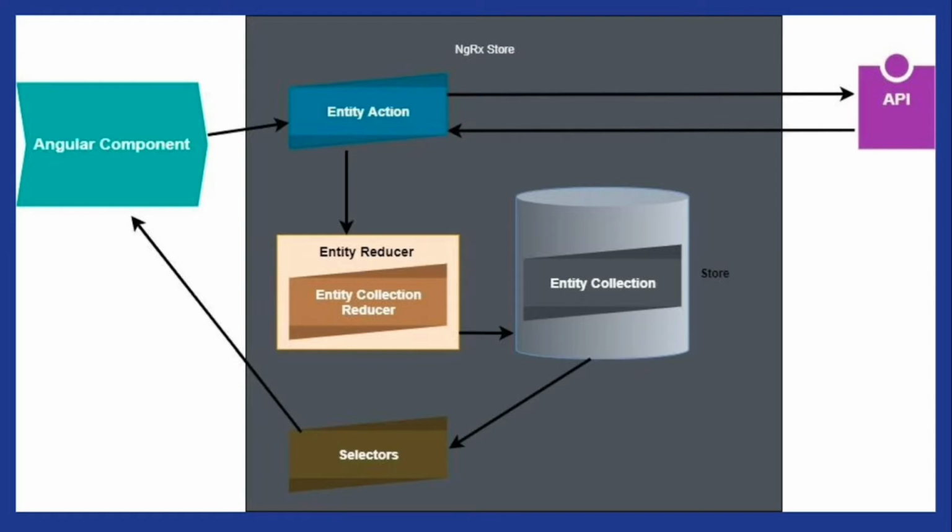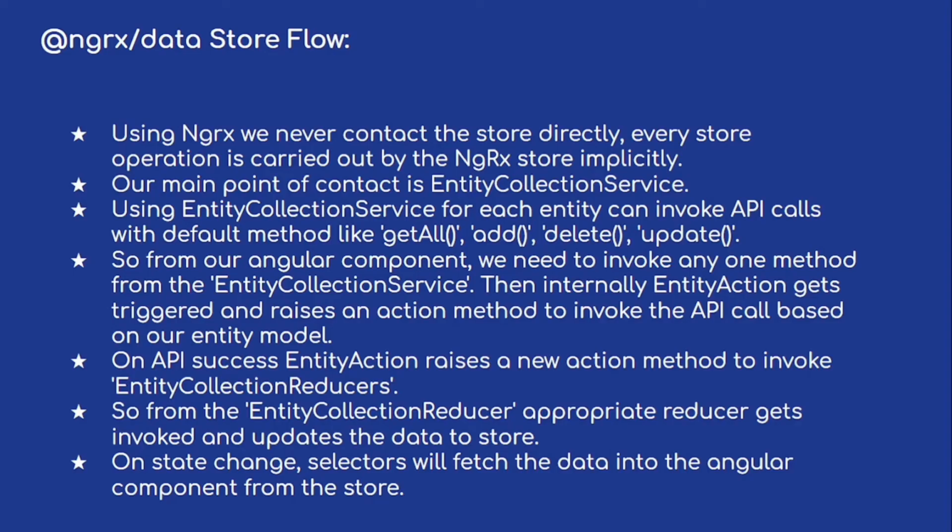So now let's see how NgRx data works. In the normal NgRx store library, if you use the layers in this gray area, everything has to be done by us manually: creating an action method, creating a reducer, creating a store state, creating selectors. Everything we have to do manually. But using NgRx data, we only use the entity collection service, which we are going to inject into our components. Using that, we can do all the operations required for our application.